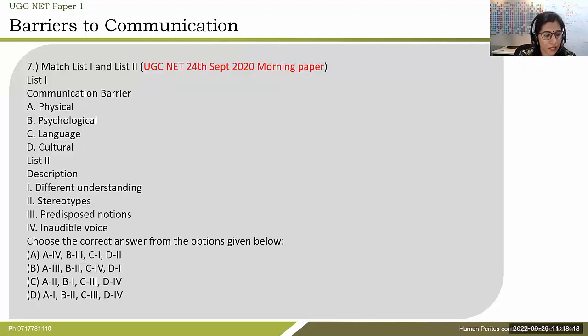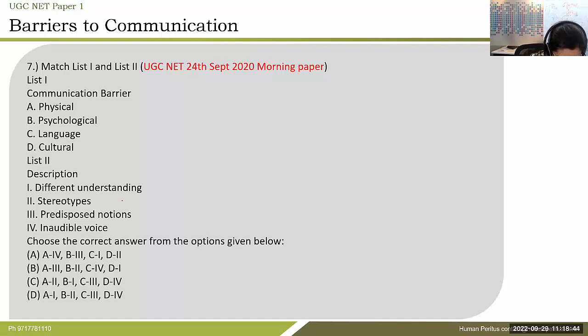All right, next question. Match list 1 with list 2. All right, here as I was telling you that sometimes you can see questions where barrier and its description has been given, you have to match. These are all very easy kind of questions. So communication barrier, number 1, it is given physical barrier, then psychological, language, and cultural. All right, so one by one we'll start matching them.